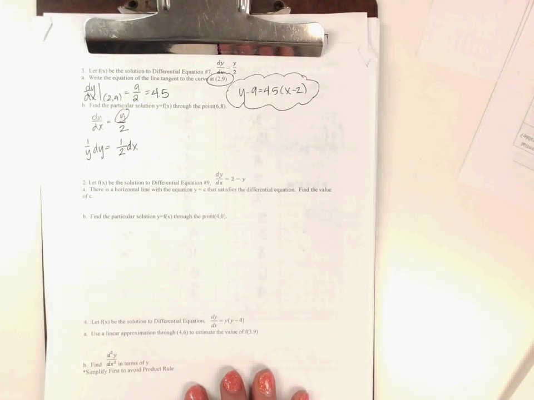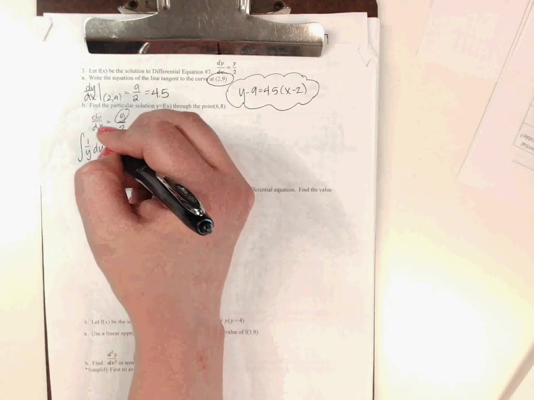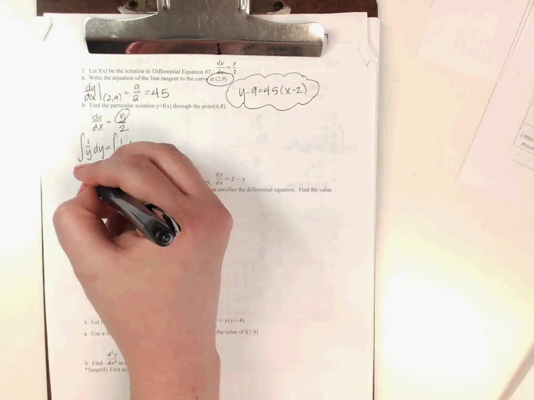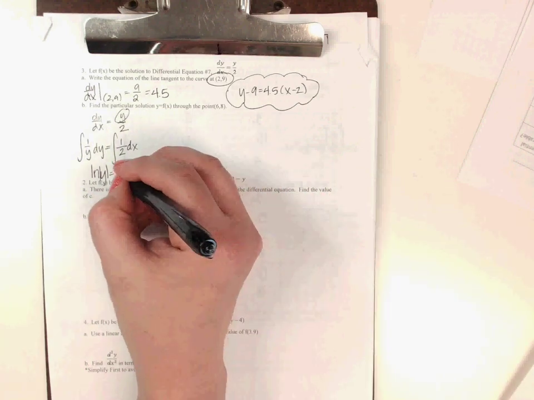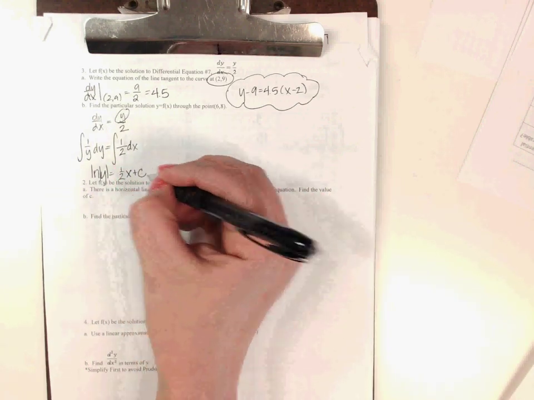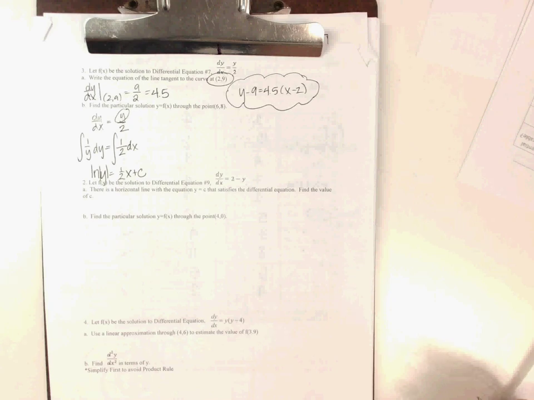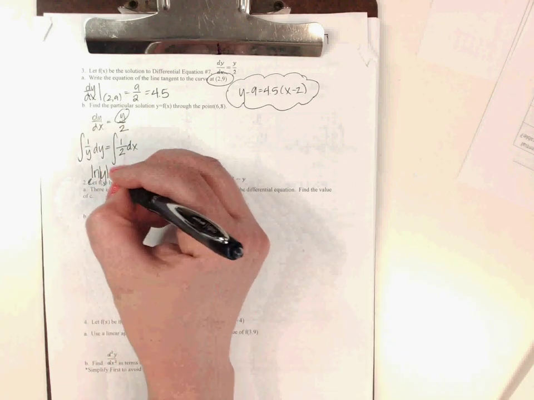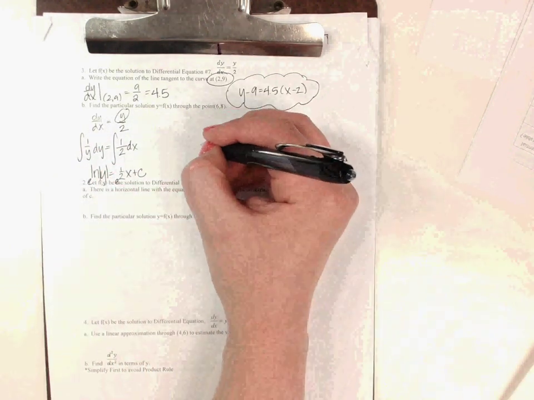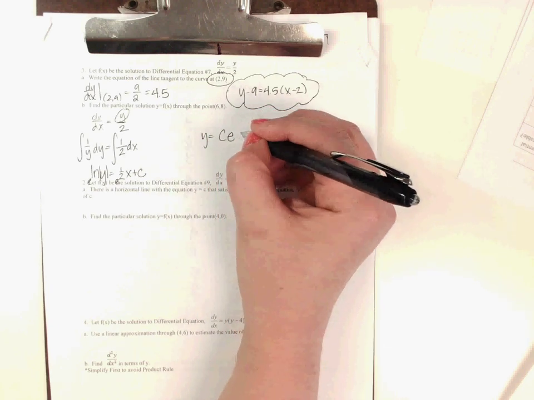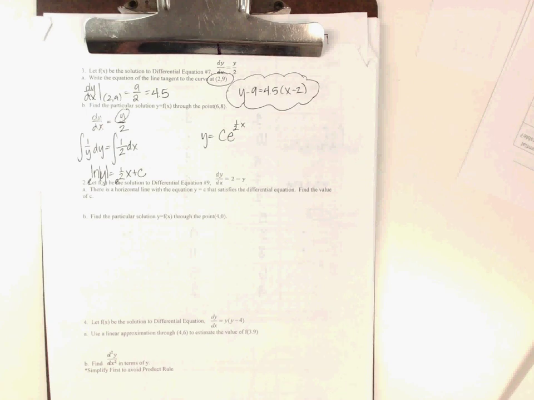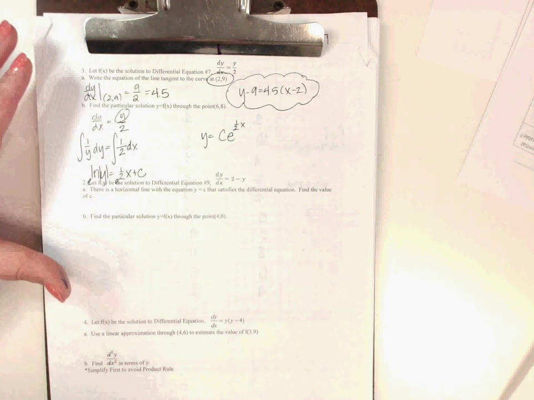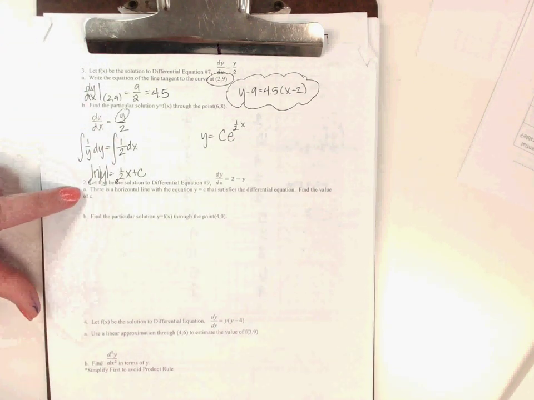Then from there, I'll integrate both sides. What's the integral of 1 over y? ln absolute value y. What's the integral of a half? Half x plus c. Then how do I get rid of the ln? E both sides, so I have y equals c e to the 1/2 x. Then you have your point (0, 8). Could you solve that? Okay, we're not going to do it. Go to the next one.